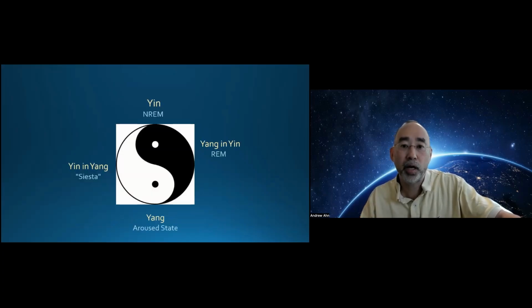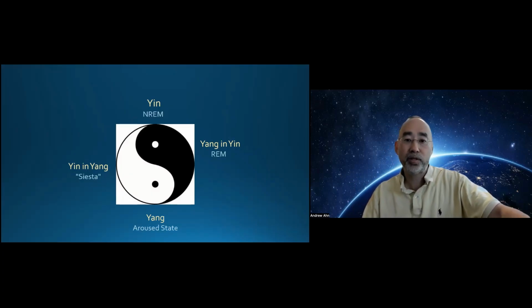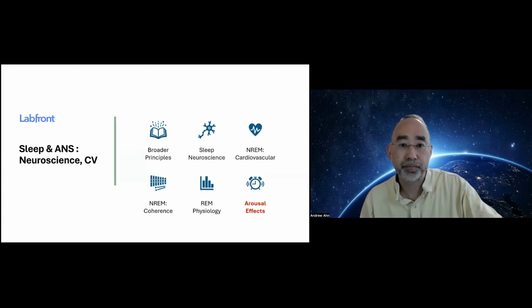Interestingly, this cyclical model of self, maintained through the interplay of non-REM and REM, resonates with ancient Eastern philosophy. The yin and yang symbol represents opposing yet complementary forces. We can see non-REM as yin, the restorative, internally focused state. REM becomes yang within yin, active, yet still within the realm of sleep. Wakefulness is yang, active and outwardly directed. And the concept of siesta, a brief daytime sleep, can be seen as yin within yang. This ancient wisdom, like our scientific model, emphasizes the essential balance and interdependence of these states for overall well-being.